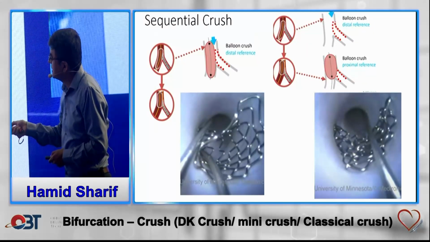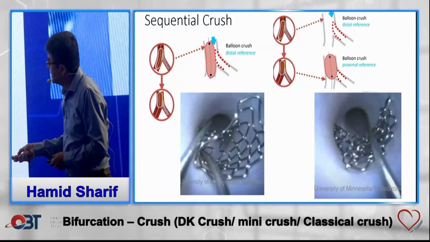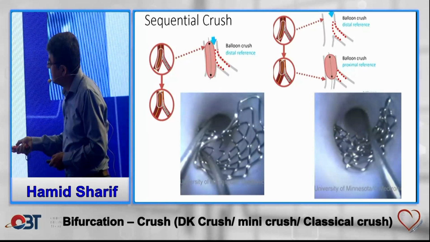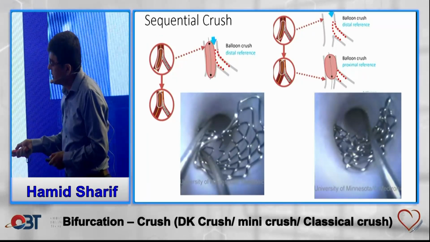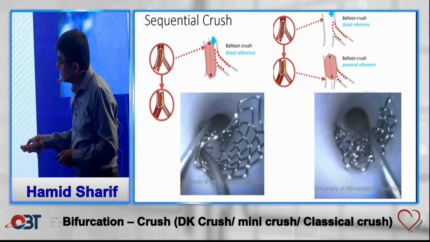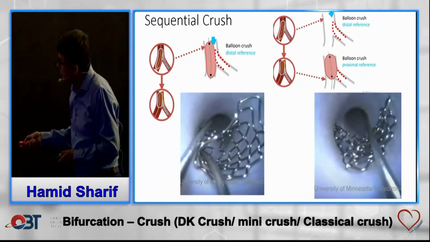If you crush like this, the distal stent will be placed like this, and it's not a total crush. This is the access into the main vessel, and this is the access. Just imagine if the side branch stent is crushed like this and we try to recross, the wire can go anywhere. It can go into this.